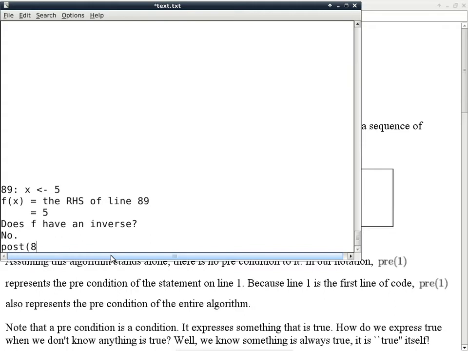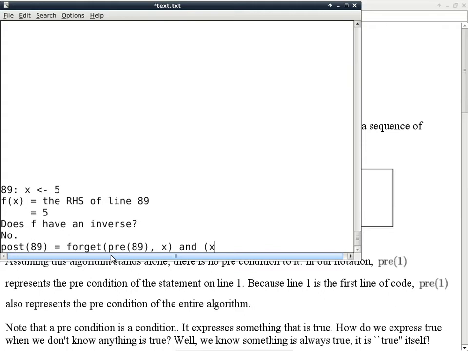We'll say post 89. I'm going to talk about the template first before I even give you the precondition, because the most important part is how do we apply the mechanism like this without having to think about it. We'll say that it's a forget operation in this case. In other words, what we are doing is we're forgetting in pre-89 anything that mentions x.